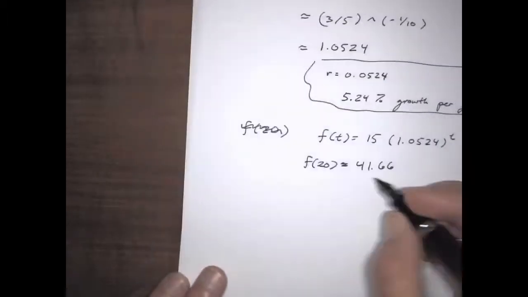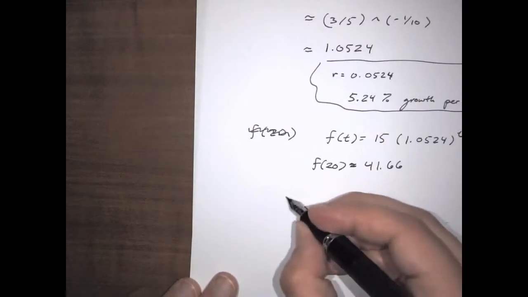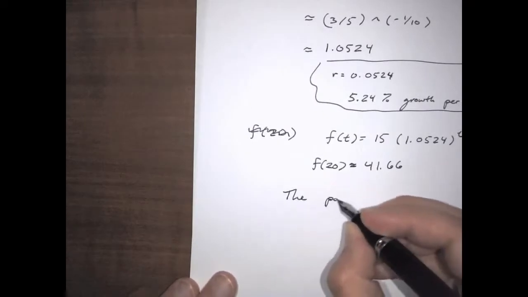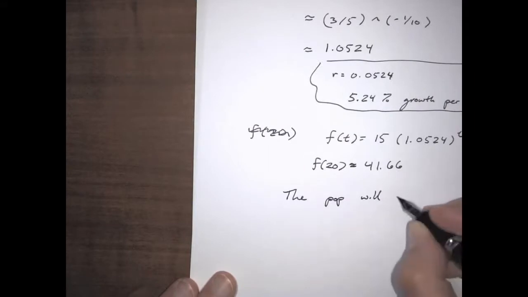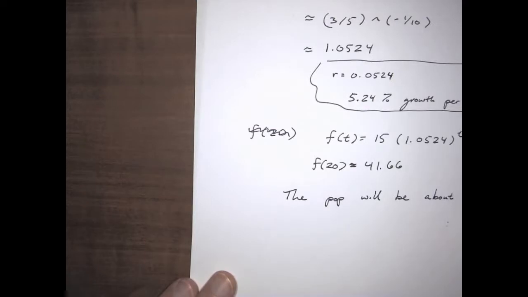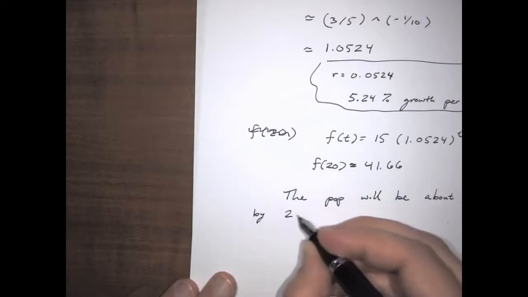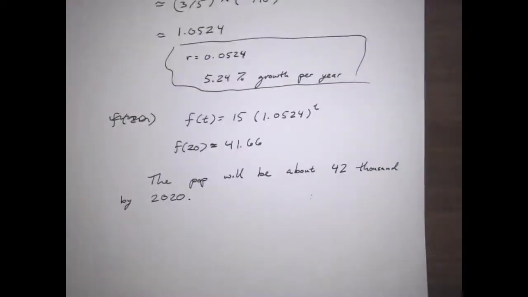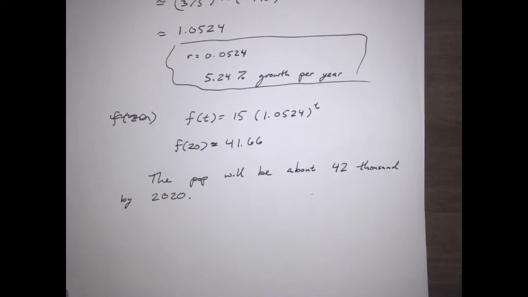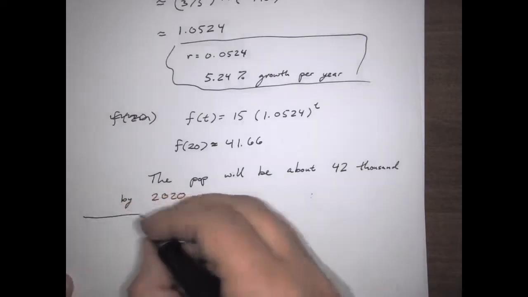So we can say something like the population will be about 42,000 by 2020. So it would be about 42,000 by 2020, according to that model. All right.